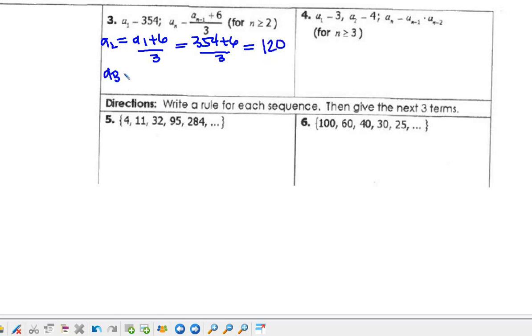A sub 3 will be a sub 2 plus 6 over 3. A sub 2 is 120 plus 6 divided by 3, so that'd be 126 divided by 3, which is 42.